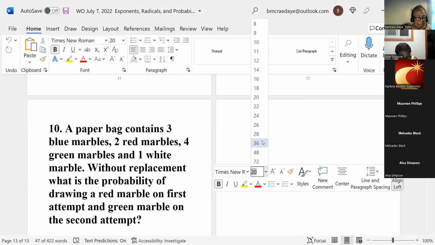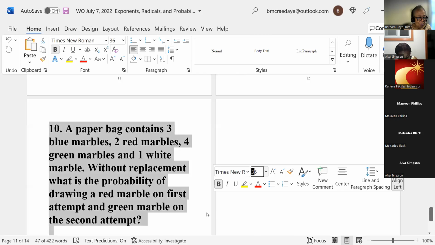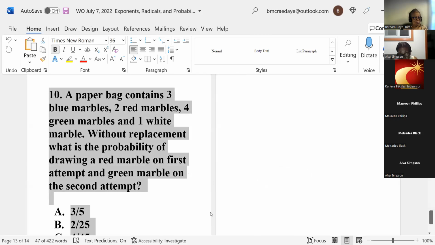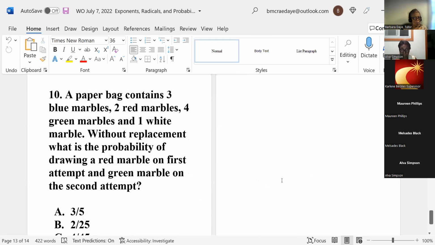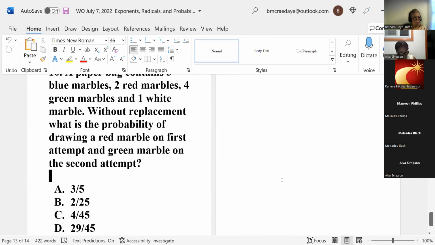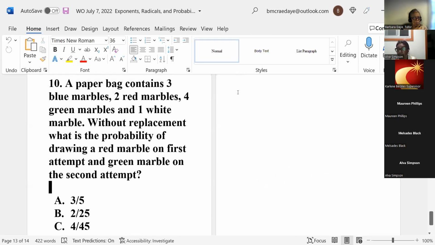The paper bag contains 3 blue marbles, 2 red marbles, 4 green marbles, and 1 white marble. Before replacing, what is the probability of drawing a red marble on the first attempt and a green marble on the second attempt? Okay, now remember we went through these and I said, find the probabilities of both, right? Now, this is a dependent event because it says without replacement, right?